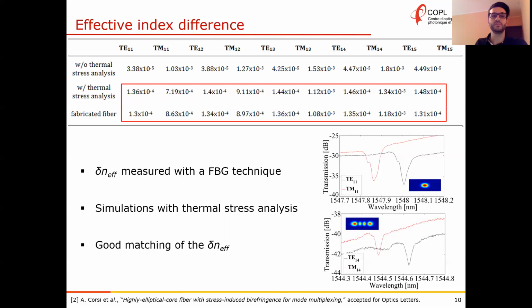And then what we did was also to simulate the fiber without the thermal stress analysis. And what we found is that the fiber didn't show polarization maintaining properties. So there was no matching between simulation and experiment. So this is why we need to consider the thermal stress analysis in our simulation. I want to mention that those results can be found in the paper listed below that was accepted for Optics Letters, and it will be available online soon.